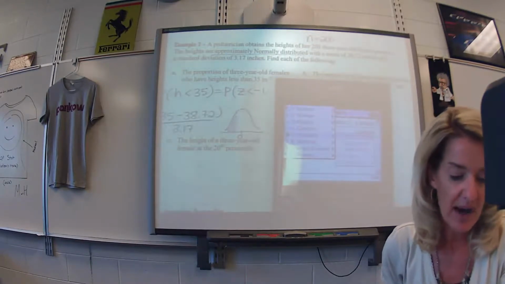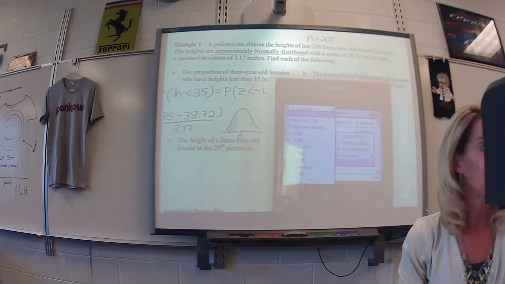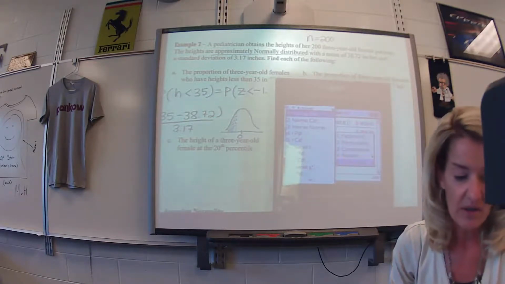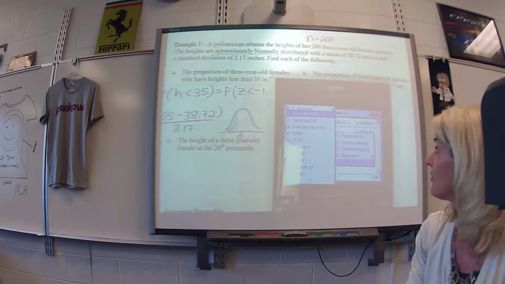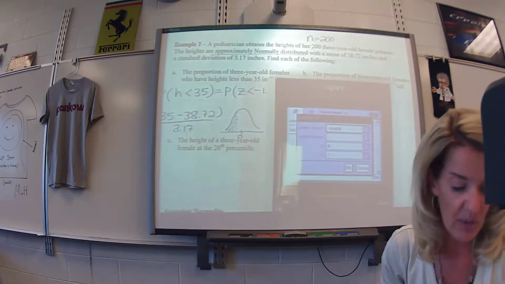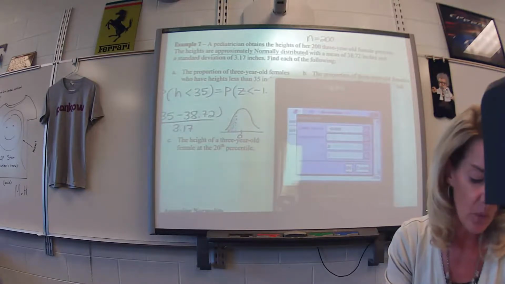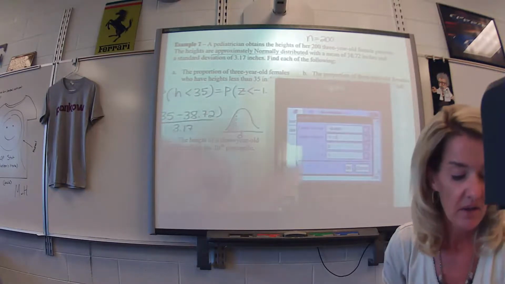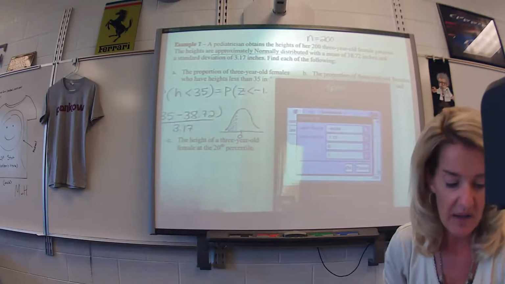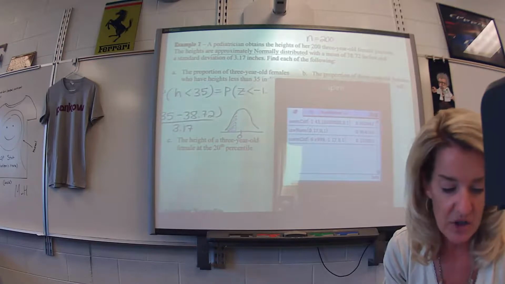I'll go back to my Inspire. Menu, probability, distributions. I know the Z-score, so I go to normal CDF. Lower bound, negative gazillion. Yep, that's what I want. Upper bound is negative 1.17. 0, 1, that's what I want. 0.1210.